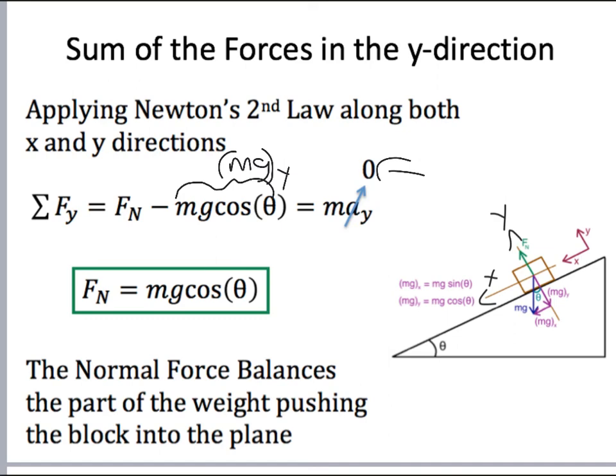Using this, we've got Fn minus mg cosine of theta equals 0. We can solve for the normal force, and that works out to be mg times the cosine of theta. And again, the normal force is what's balancing the part of the weight that's pushing the block into the plane.